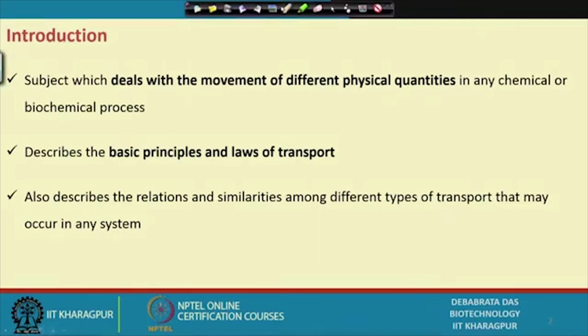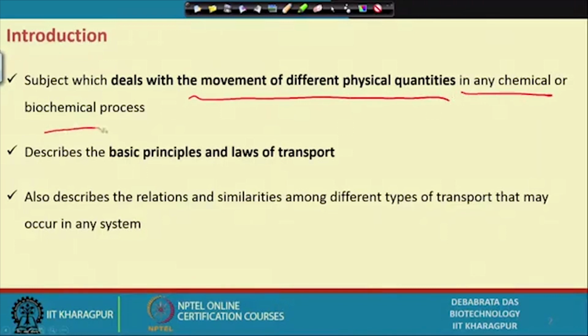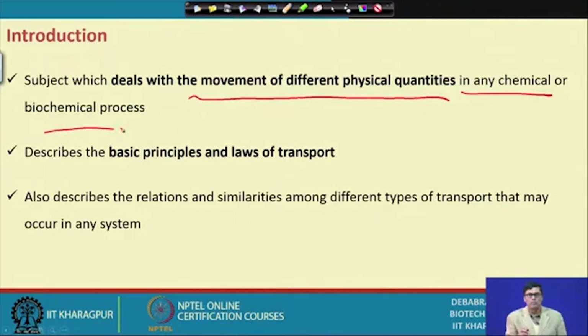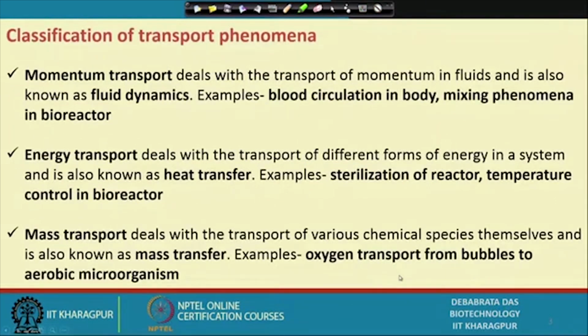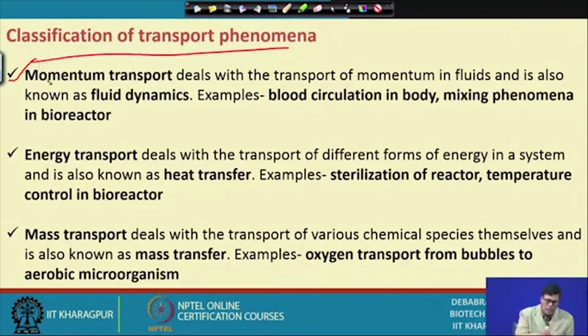Now let me start with this. The subject deals with the movement of different physical quantities in chemical and biochemical processes. I told you three types of movement: momentum transfer, heat transfer, and also mass transfer. We describe the basic principles and laws of transport, and the relation and similarity among the different types of transport that may occur in any system. Let us see the classification of the transport phenomena: momentum transport, energy transport, and mass transport.